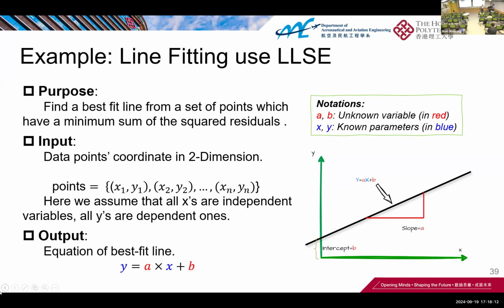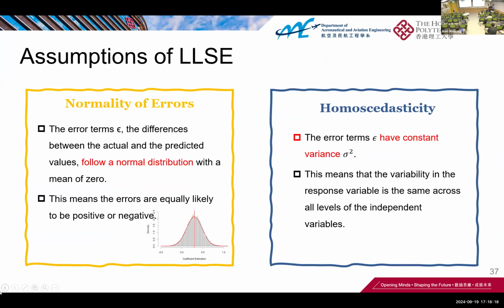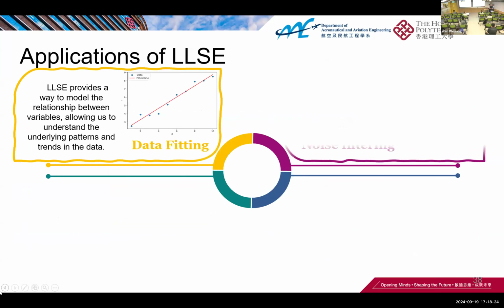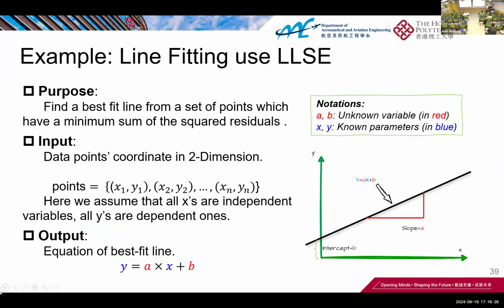This assumption is based on independence. So we assume that all the points are independent of each other. Those assumptions are normally used in the majority of applications. And for the output, this is the function you want to fit, right? To determine this function, we need to have a and b. x, y are the provided points. The a and b, the red part, are the unknown variables we want to estimate.